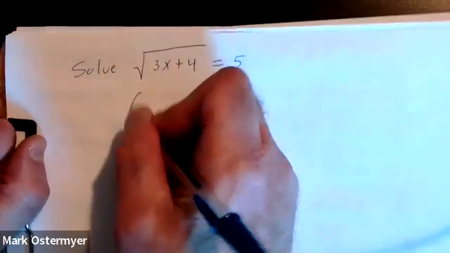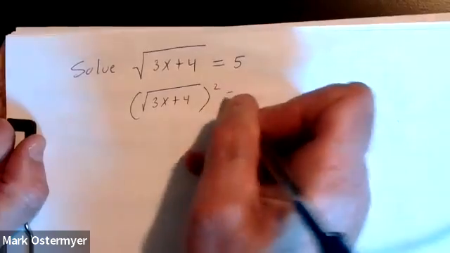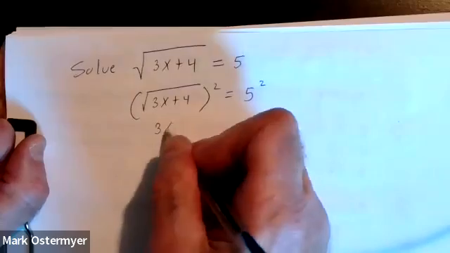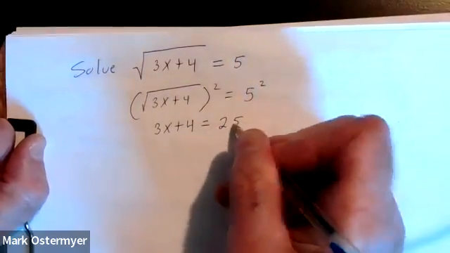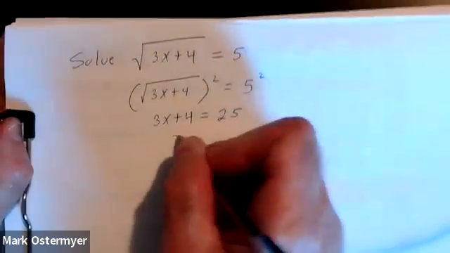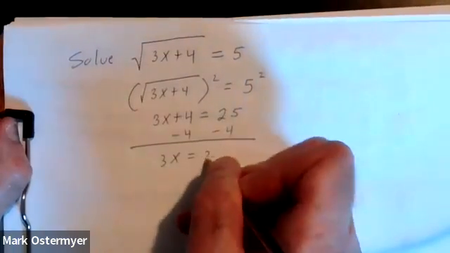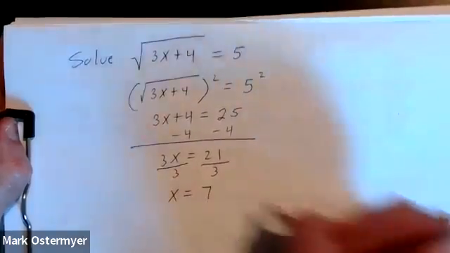Being the case, now what I'm going to do is I'm going to square both sides of this equation. When you square a square root, it disappears. And the left side simplifies to this. The right side goes to 25. And now we just simply solve this simple first degree equation. We subtract 4 from both sides. Divide both sides by 3, and we get a solution of 7.